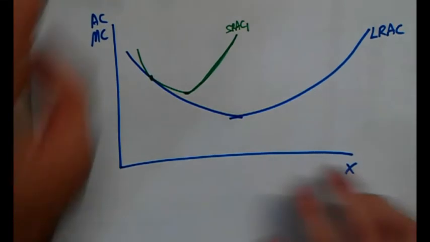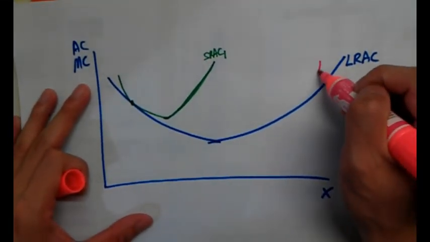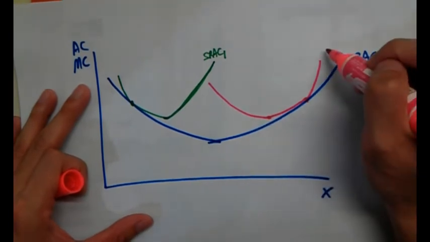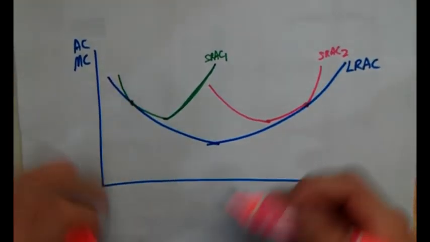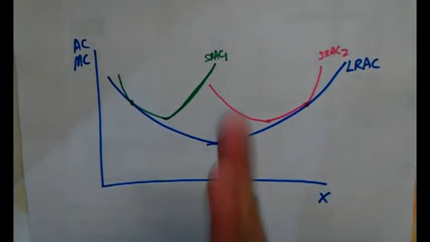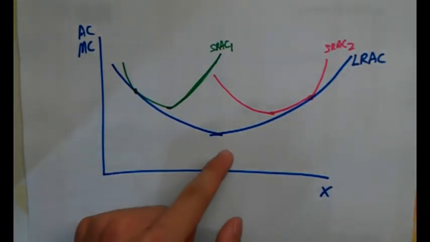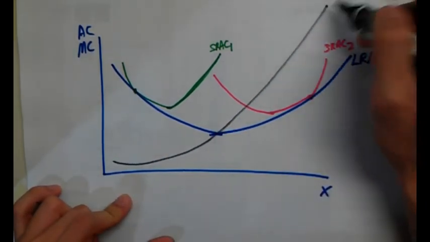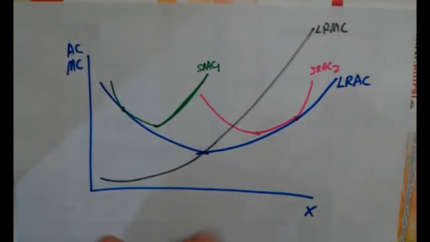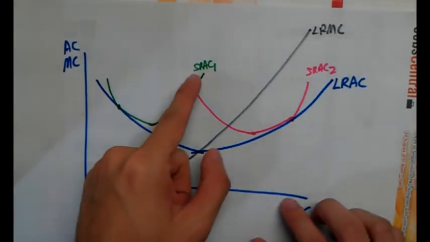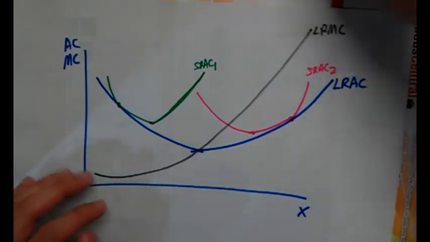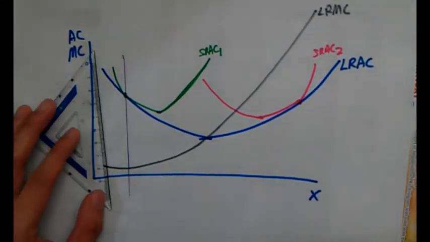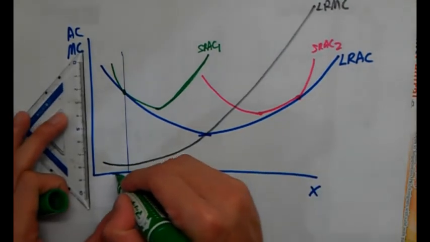Possibility number two, I can have it this side, where the minimum point is on the left side of the intersection. Here, so this is SRAC2. What it means is simply this. When I draw in my LRMC, you will notice that on the left side, if my SRAC is something like this, I will have my intersection points both in the same line. We already know that from the previous slide. So adding in my SRMC1, it will look like this.